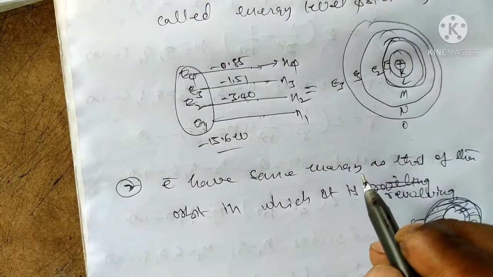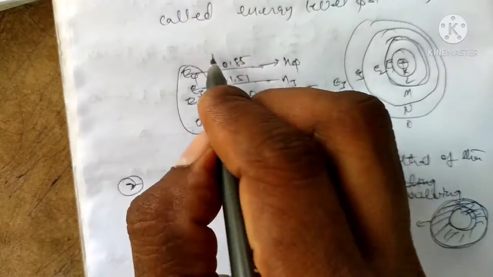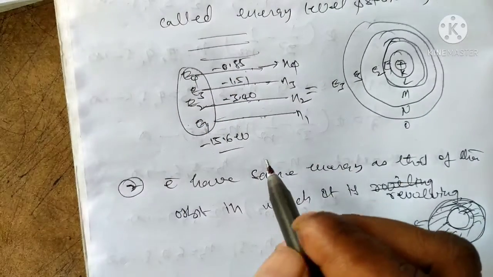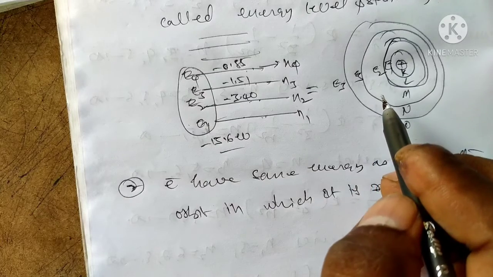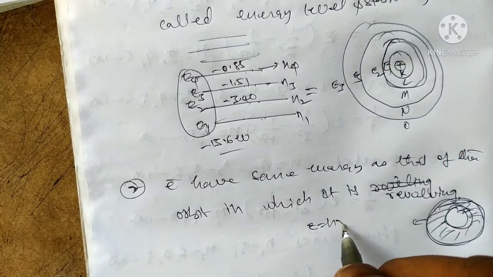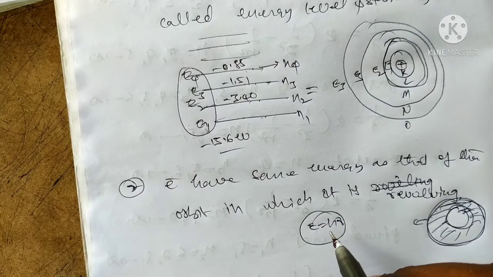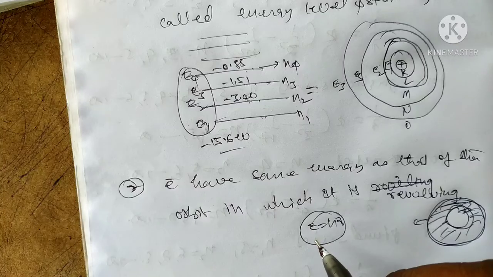That means the electron has the same energy: first energy, second energy, third energy, fourth energy, like this. The energy can be split according to the principal quantum number or the rotation of the electron. That means each has energy E is equal to h nu. The important point is this.